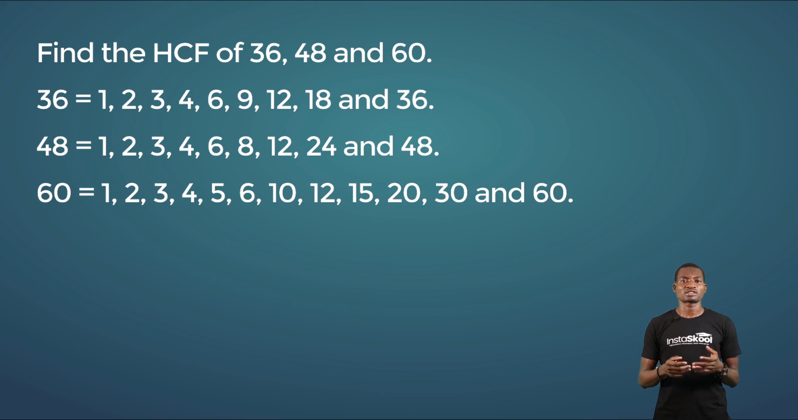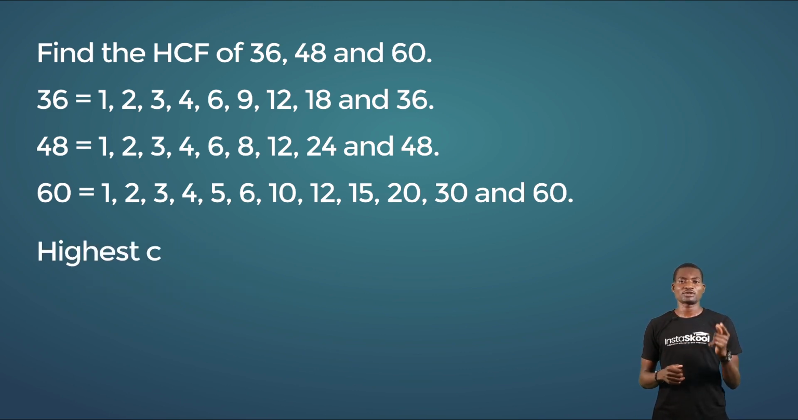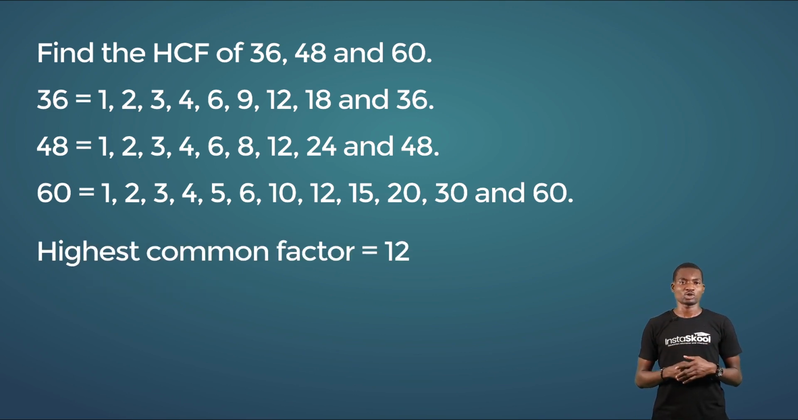Now, among these numbers, what are the common factors that we find? Common factors include 1, 2, 3, 4, 6, and 12. What is the highest of all these factors? The highest of these factors is 12. So the HCF, or the highest common factor, of 36, 48, and 60 is 12.